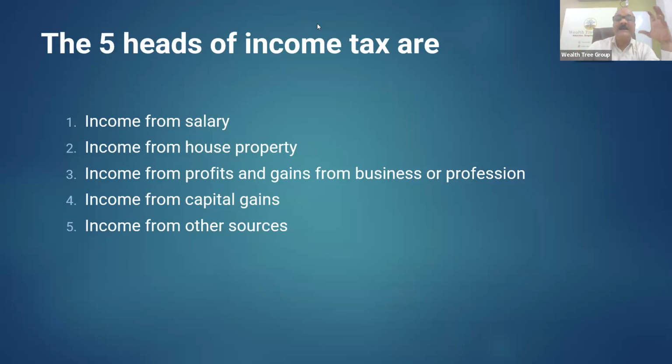So for that, one more head is there, and other income sources, like there might be some other incomes which we get apart from all these heads. Those will come under the other head. So these are the main 5 heads of the income tax basically.